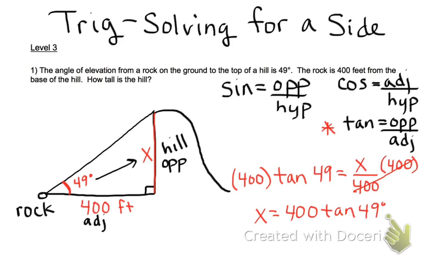Next, I'm going to put that in my calculator. I'm going to type in 400 times tangent of 49, and I'm going to get 460.14. If I round that to the tenths place, that's going to be 460.1, and my units are feet, so it's 460.1 feet.